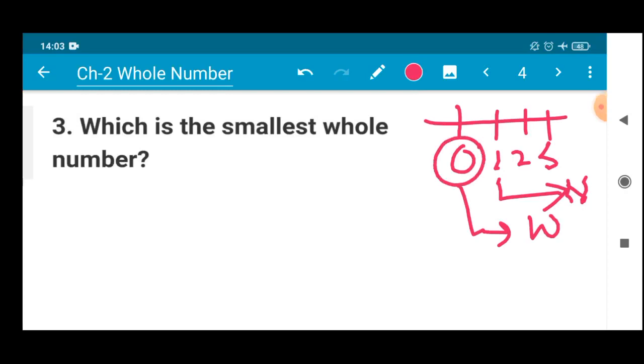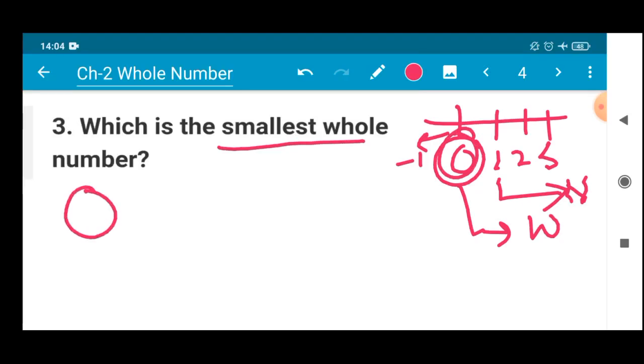So, of course, before 0 there are negative numbers, and negative numbers are neither natural numbers nor whole numbers. They are just integers, right? So the smallest whole number will be 0. So the answer is 0.